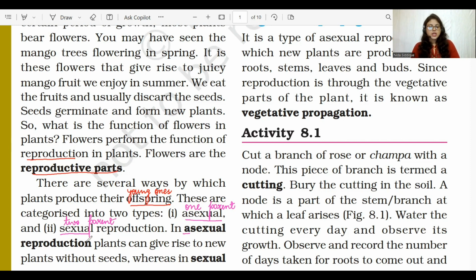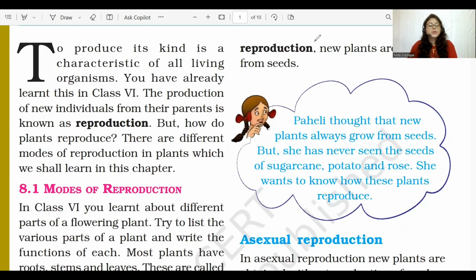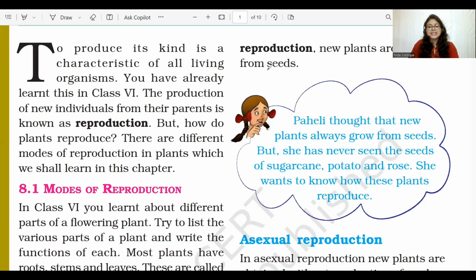So in asexual reproduction, plants can give rise to new plants without the involvement of seeds. On the other hand, in sexual reproduction, new plants are obtained from the seeds. So we have learned about two major differences in asexual and sexual modes of reproduction. Asexual reproduction में एक parent involved होंगे, but sexual reproduction में there is involvement of two parents. Asexual reproduction where there is no requirement of seed, but sexual reproduction में plants are produced by the help of seeds. Paheli wants to share something with you all.